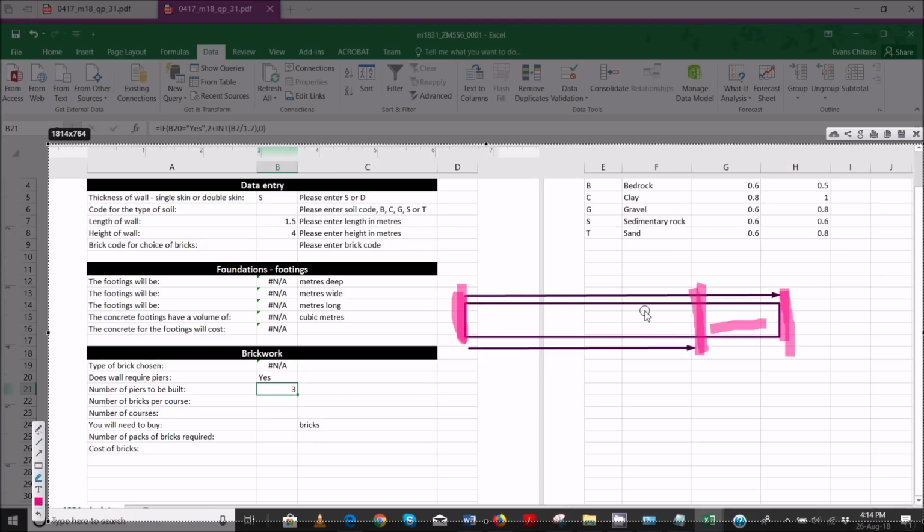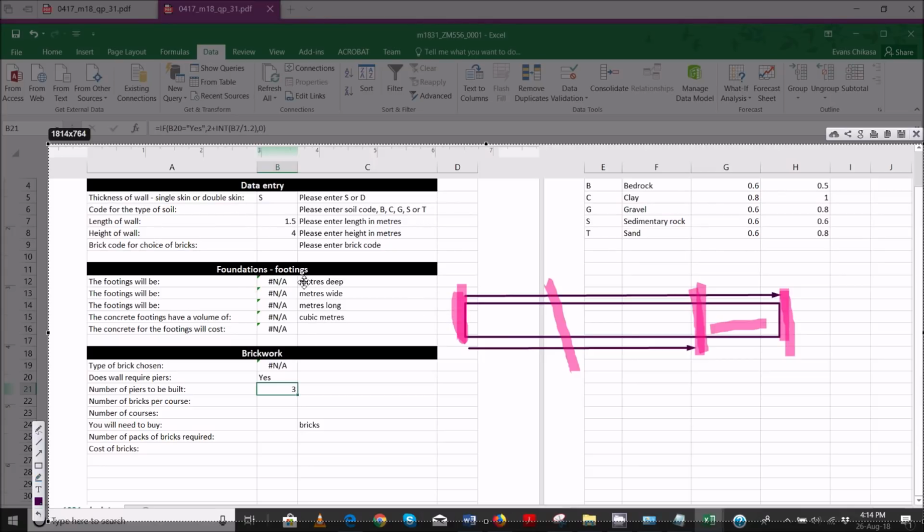So if you have a wall which is, let's say, 3 meters long, you have 1.2, and another 1.2, which gives you 2.4, and 3 meters minus 2.4 gives you about 0.6 meters. And so you're going to need 2 inside and 2 outside, and if you total them, you have 4.